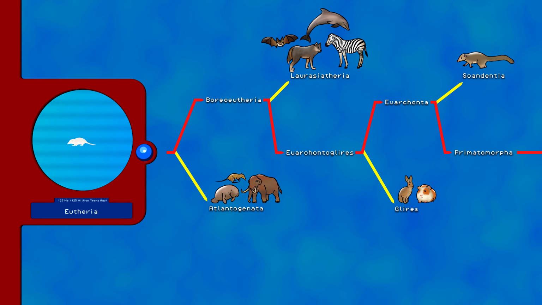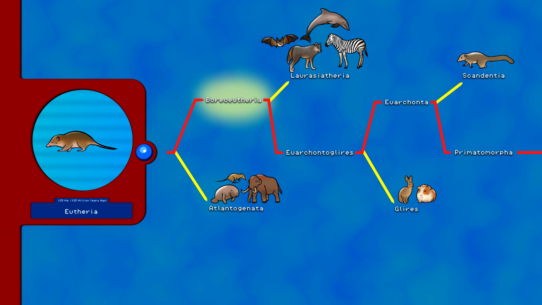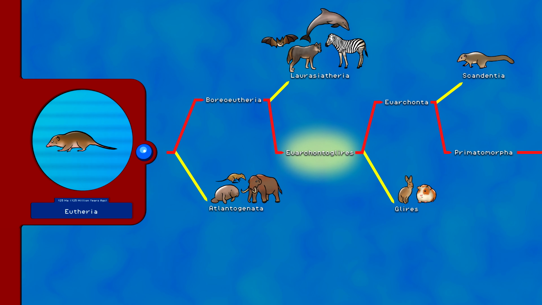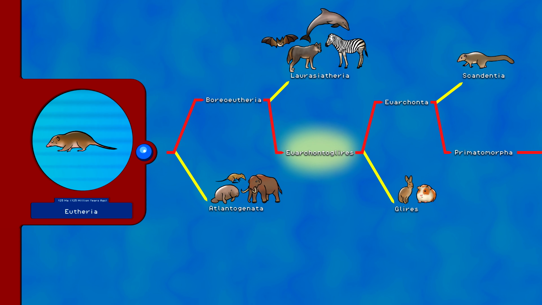Eutheria, also called Placentalia, are placental mammals, and branched to separate Boreoeutherians from Atlantogenata, which includes many animals such as aardvarks, tenrecs, hyraxes, elephants, dugongs, manatees, anteaters, armadillos, and sloths. Boreoeutheria branched 80 to 100 million years ago to separate Euarchontoglires from the Laurasiatherians, a huge clade that includes animals like hedgehogs, moles, bats, ungulates, whales, pangolins, bears, cats, and dogs.